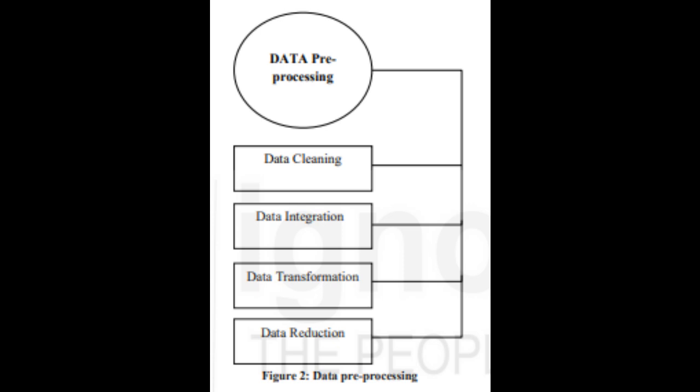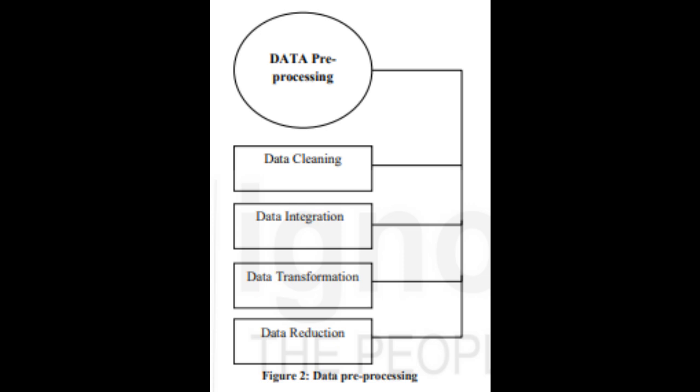A. Missing values. Consider you need to study customer and sales data for ABC company. As you pointed out, numerous tuples lack recorded values for a number of characteristics, including customer income. The following techniques can be used to add the values that are lacking for this attribute.